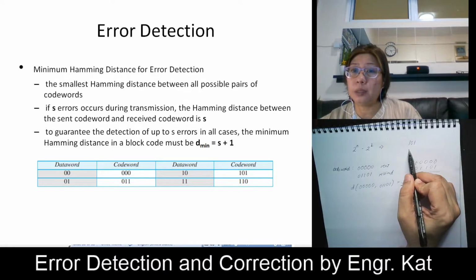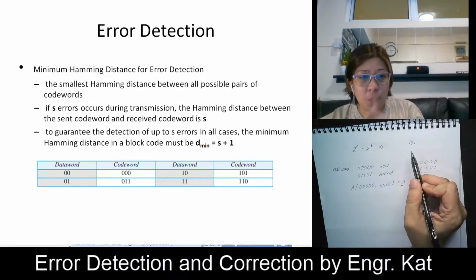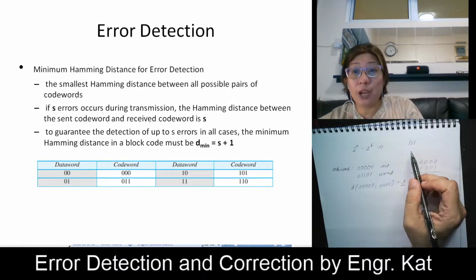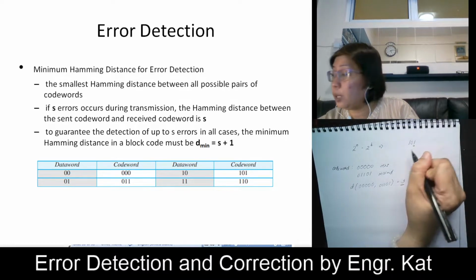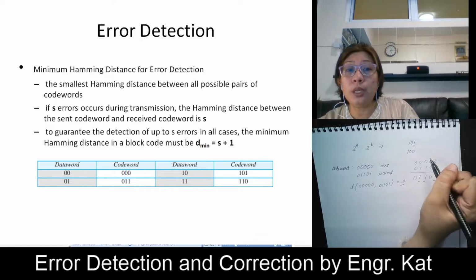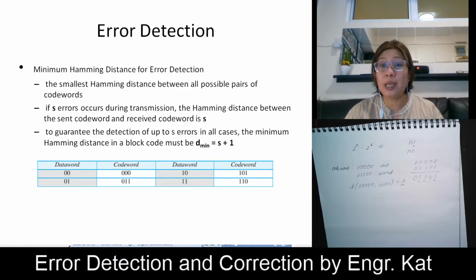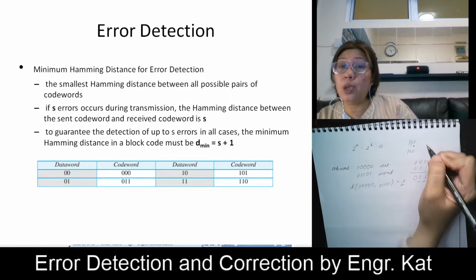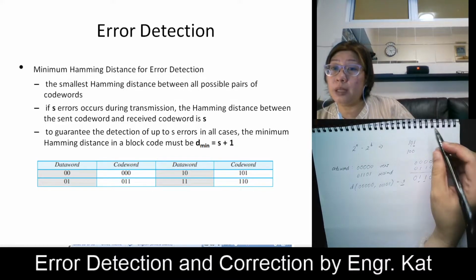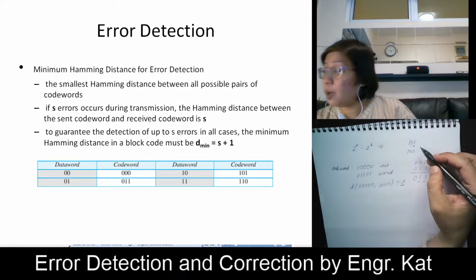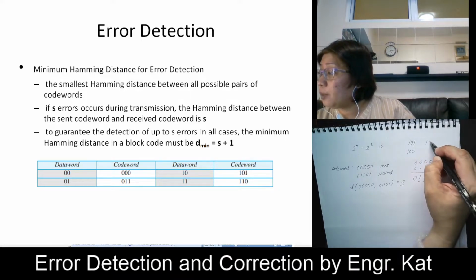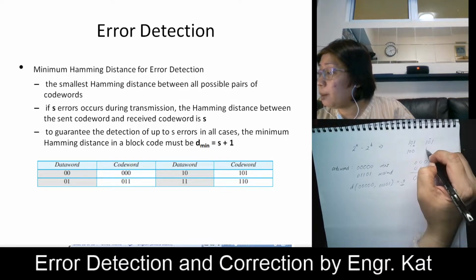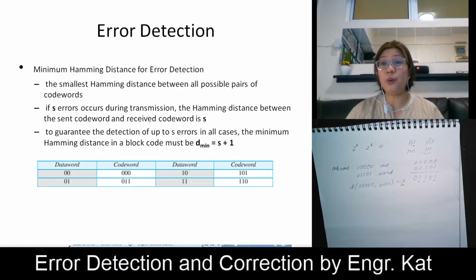For 101, if only one bit is in error, let us say only this one, it will become 1, 0, 0. As you can see, there is no valid code word equivalent to 1, 0, 0. If only the middle bit is in error, this will become 1, 1, 1. There is no valid code word that is equal to 1, 1, 1.